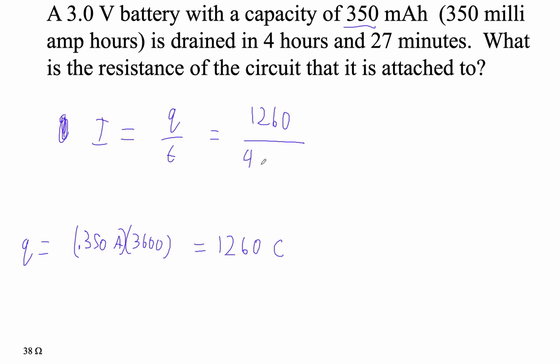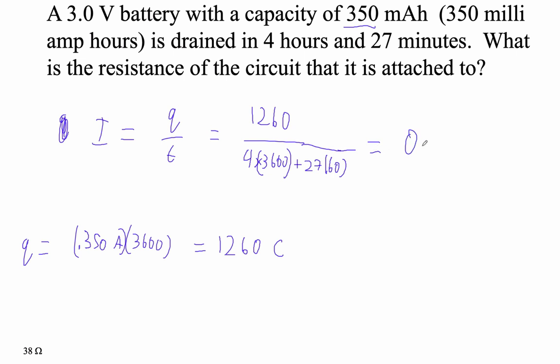Okay, so 4 times 3,600. We got to get seconds, right? Plus 27 times 60. I did it two different ways, so let's do it the same way. Okay, so my current is 1260 divided by parentheses 4 times 3,600 plus 27 times 60.